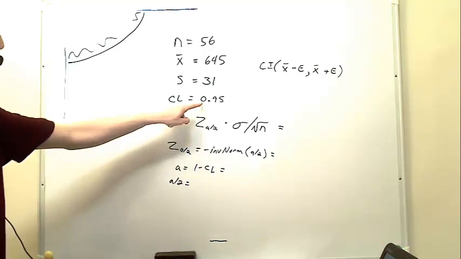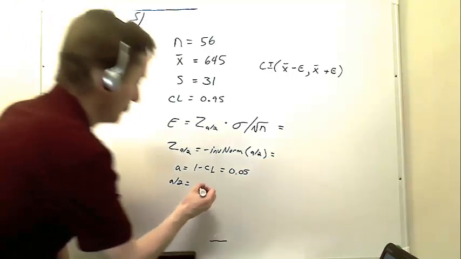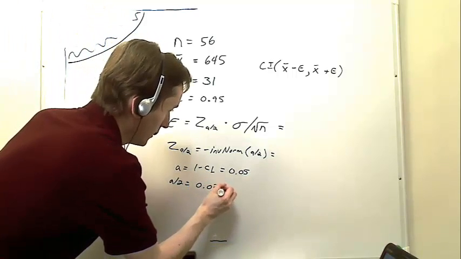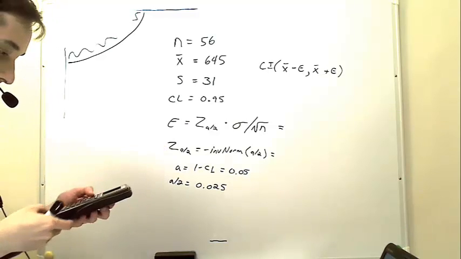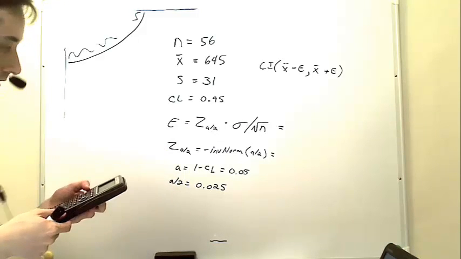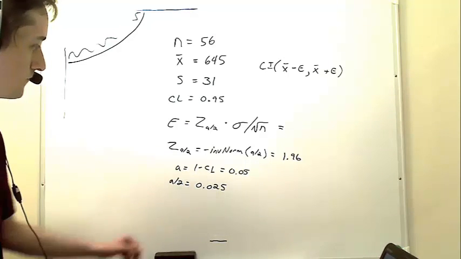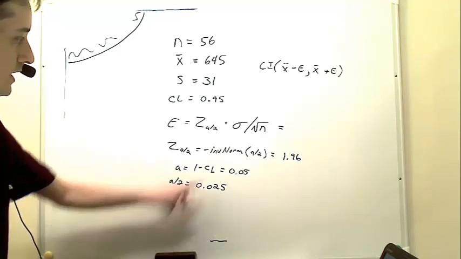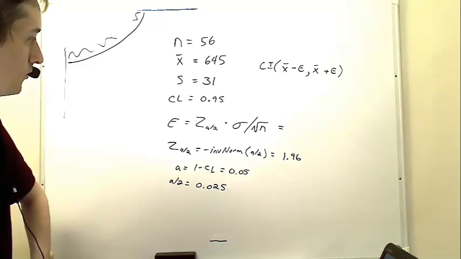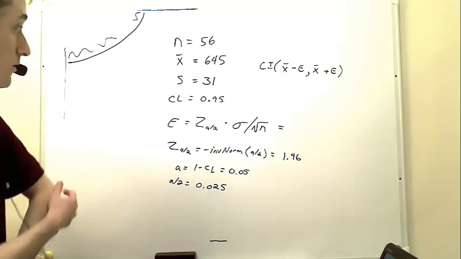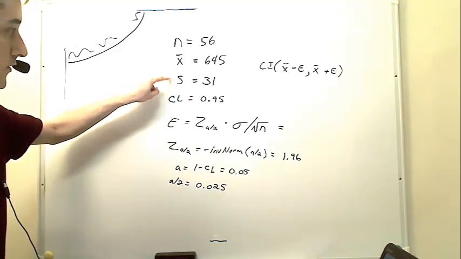Alpha is 1 minus our confidence level, that's 0.05. Alpha over 2 is half that, 0.025. And so our critical value is going to be negative INV normal. Okay, they threw us a curveball. We can't use the INV norm because we can't use the normal distribution. The reason is that we don't actually have the population standard deviation. All we got is the sample standard deviation.